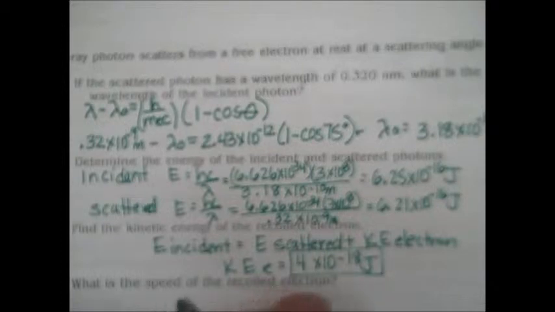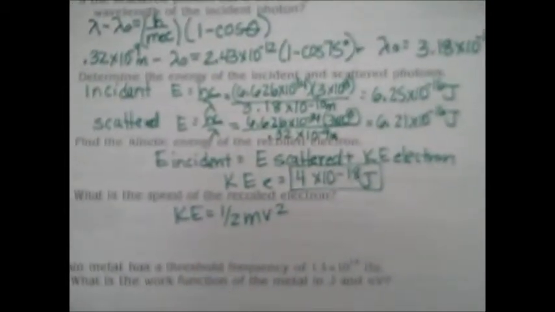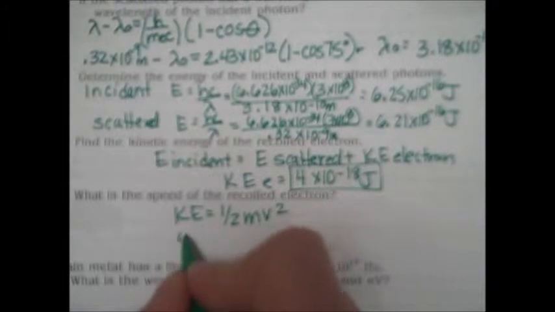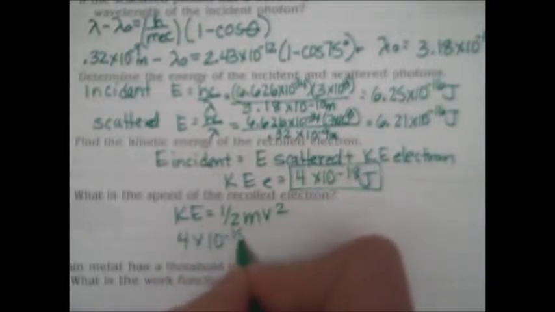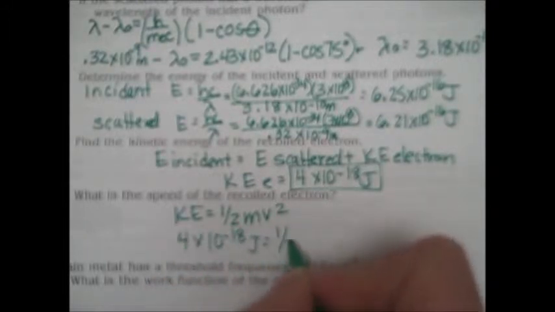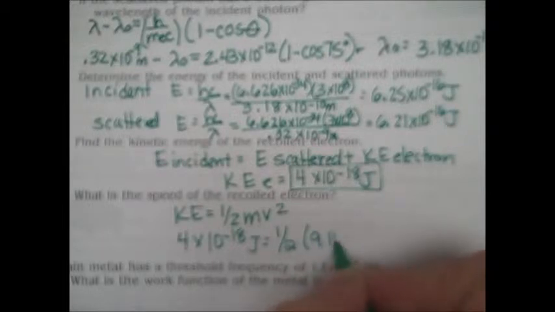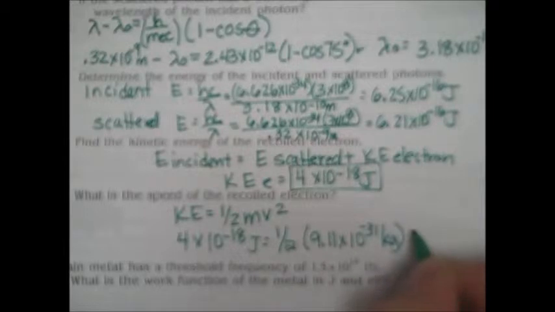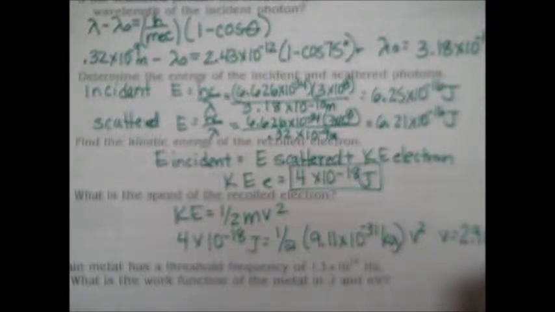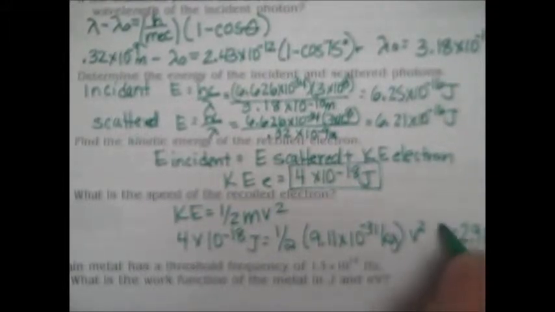What is the speed of the recoiled electron? KE equals 1/2 mv squared. So if we plug in the kinetic energy as 4 times 10 to the minus 8 joules, that equals 1/2 the mass times velocity squared. So velocity is 2.96 times 10 to the 6th meters per second.